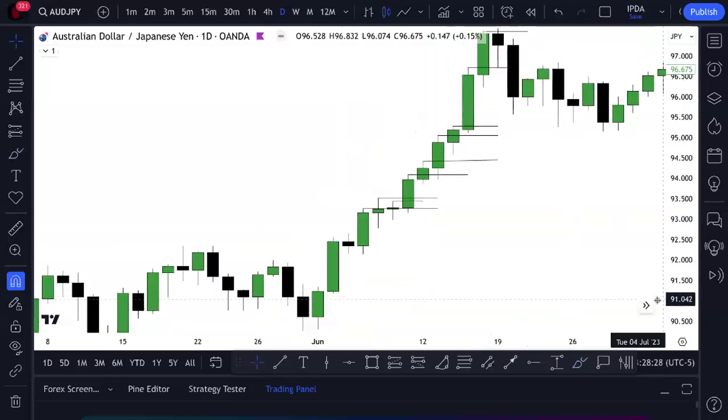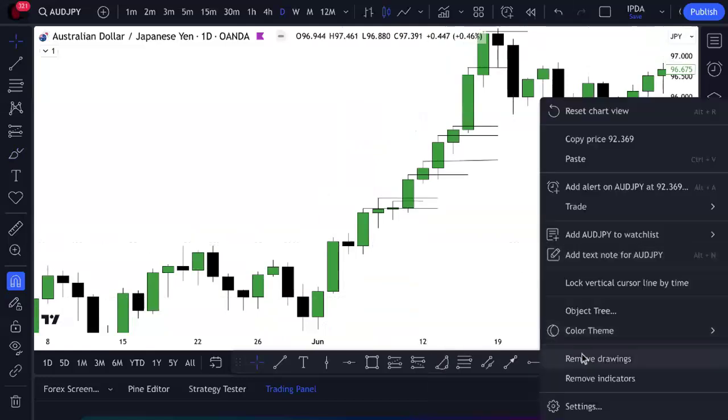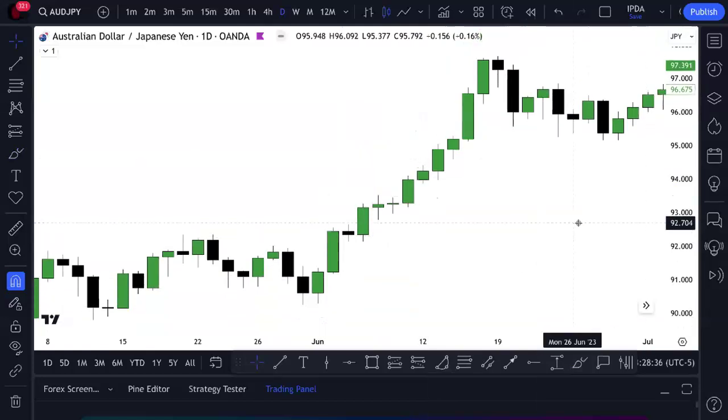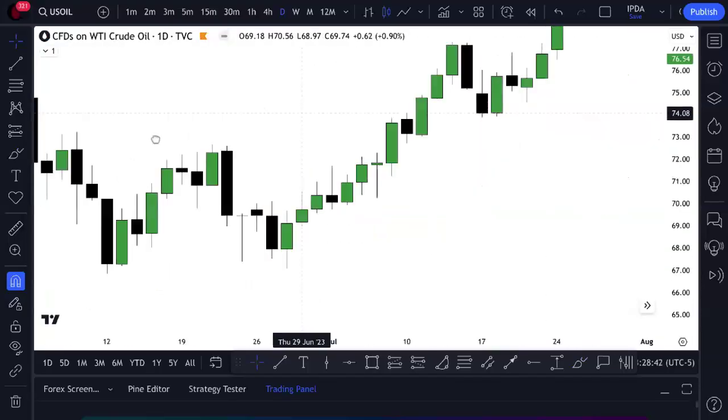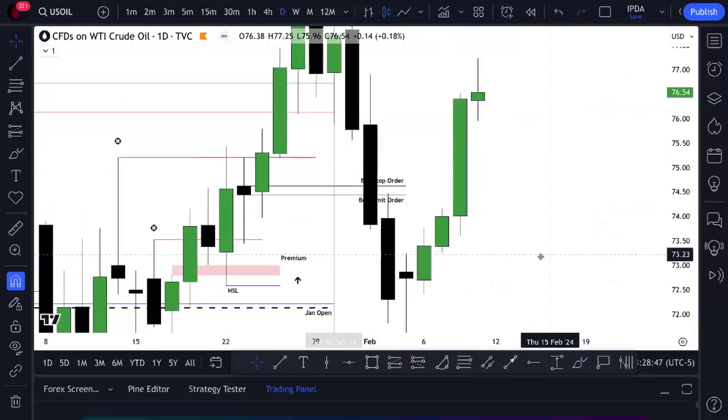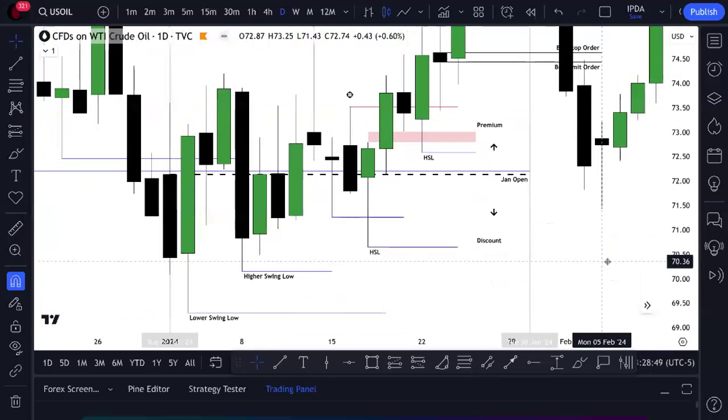So let's move on to the next topic. So that's interest rate differentials, and a little bit on identifying trends. But we're going to take it a step further. Let's look at U.S. oil, because this is something I tracked last month. I still have the annotations on it. I'm not going to delete it because it's just clean.